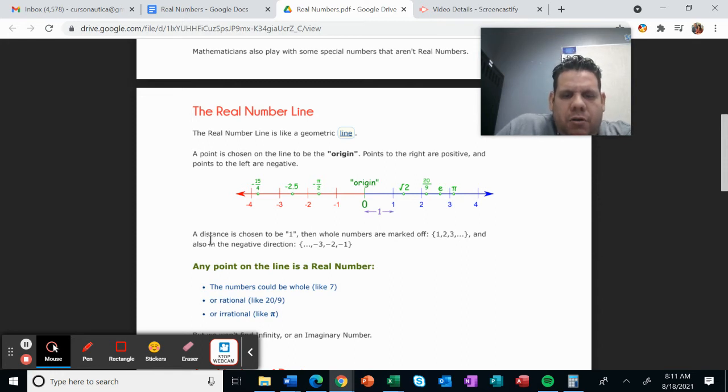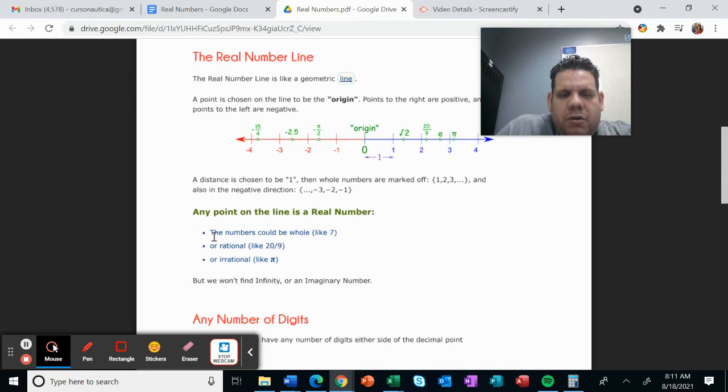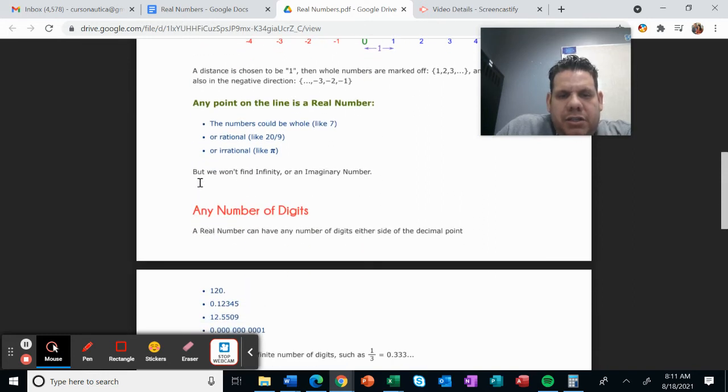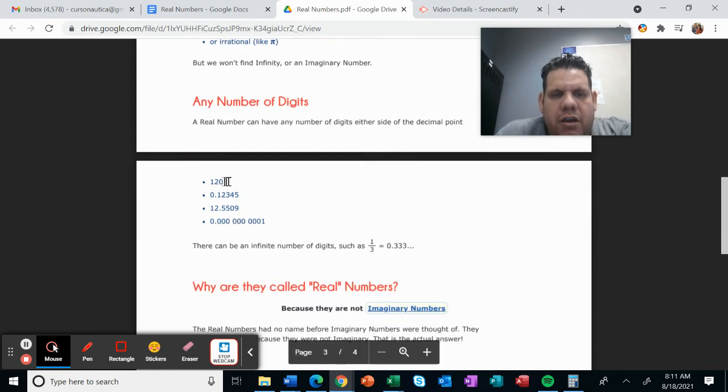The numbers could be whole, like 7, rational, like 20 divided by 9, or irrational, like pi. But we don't find infinity or an imaginary number. A real number can have any number of digits on either side of the decimal point. From the decimal point to the left, we can have a lot of numbers, and from the decimal point to the right, we can have a lot of numbers too, like these examples.